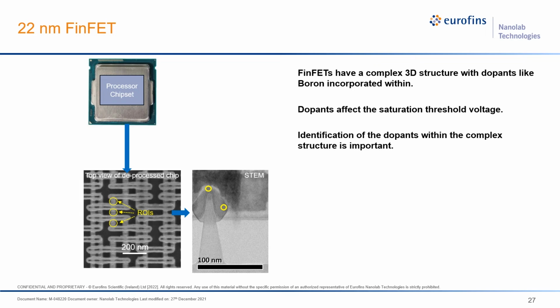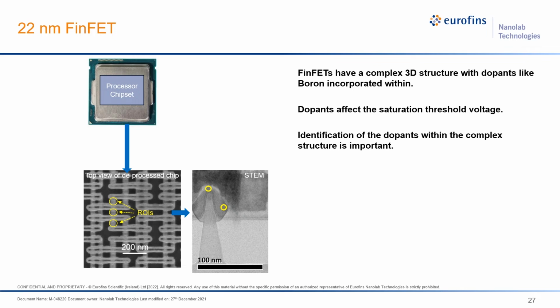Identification of these dopants within the structure is really important. Now, boron being a light element, as well as at the concentrations it is used as a dopant for FinFETs, it's almost impossible to use even TEM to observe these. So atom probe is really uniquely suited here to observe 3D boron distributions.